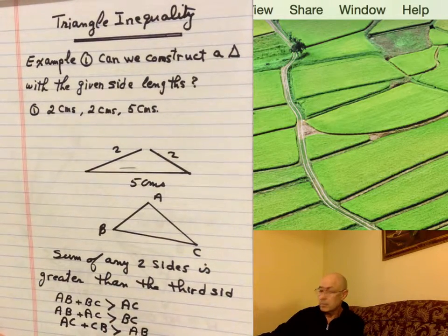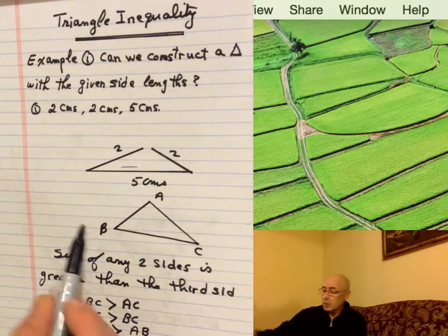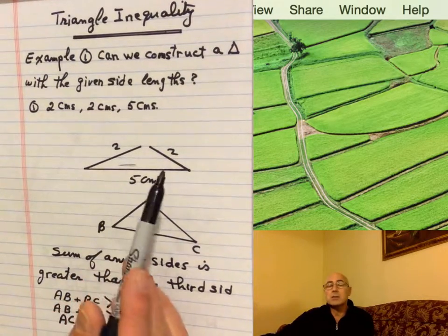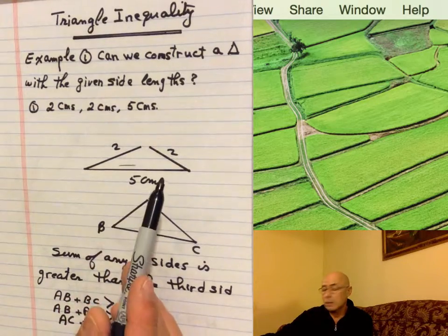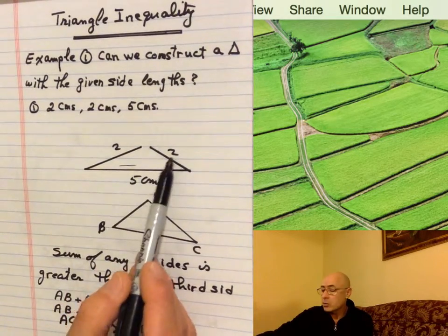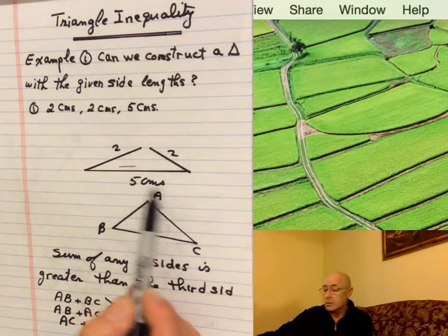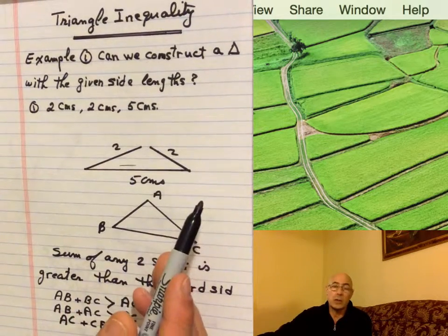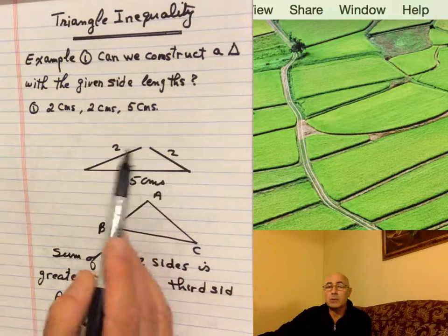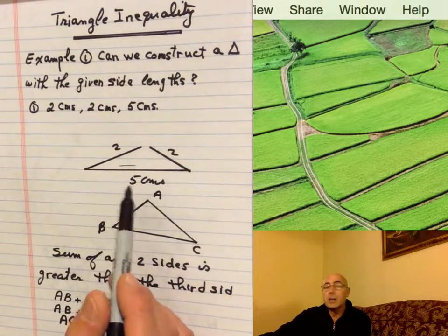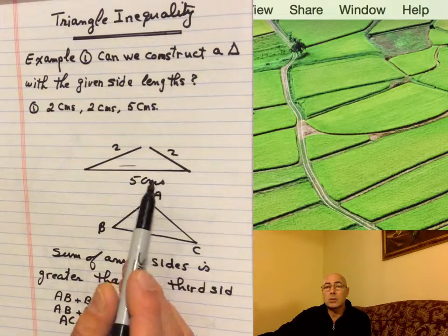AB. So if they give me three numbers like 2, 2, 5, and I want to check if these three numbers can form a triangle or not, I add the two smaller sides. If the sum is more than the third side, I can draw the triangle. If the sum of the smaller two sides is less than the third side, then we cannot draw this triangle.